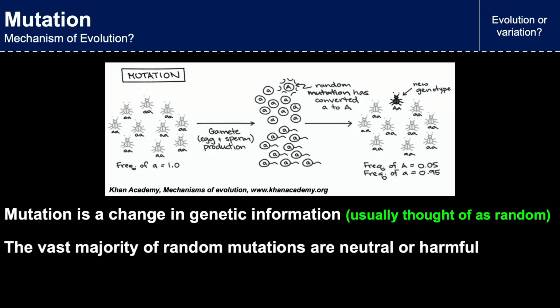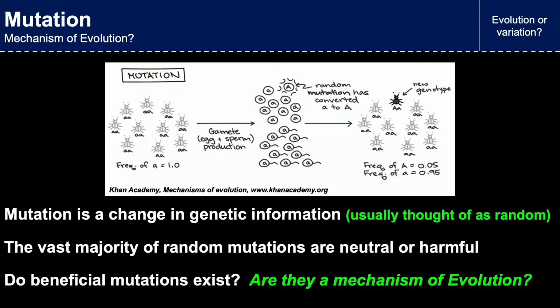The problem, though, is that the vast majority of mutations are either neutral or harmful. So the question is, do beneficial mutations exist? You can't just make a mutation or a change. If it's not helpful to the organism, nothing's going to happen with it. It's just going to die out, right? And so are there beneficial mutations, and are they a mechanism of evolution? I'm going to ask you to hold that thought for 1 second, because I want to talk about these other first and come back to that.